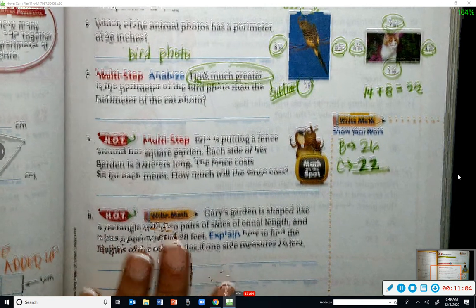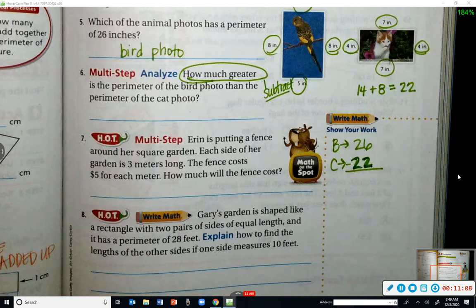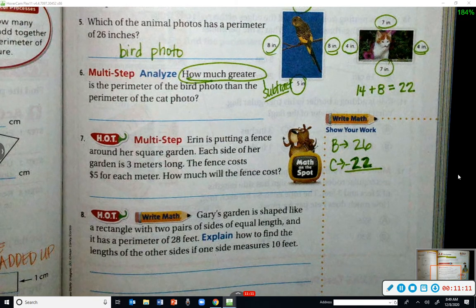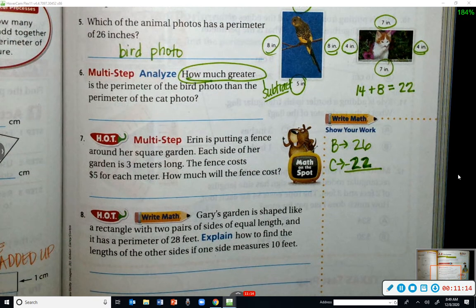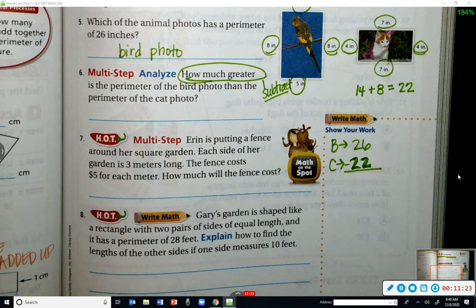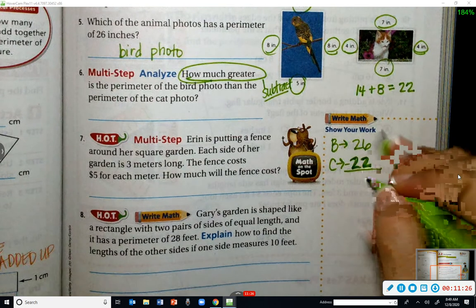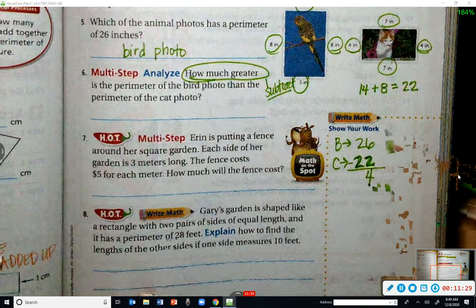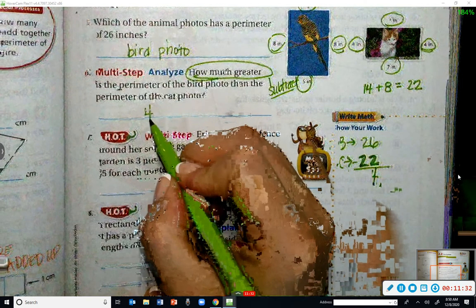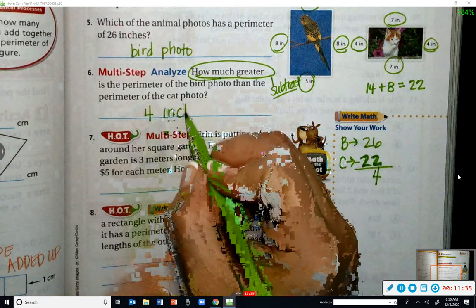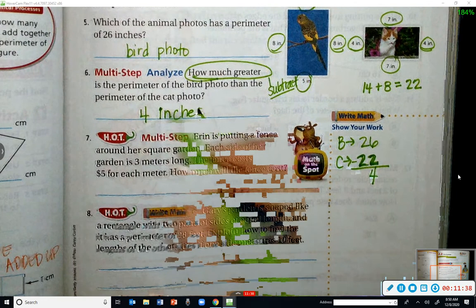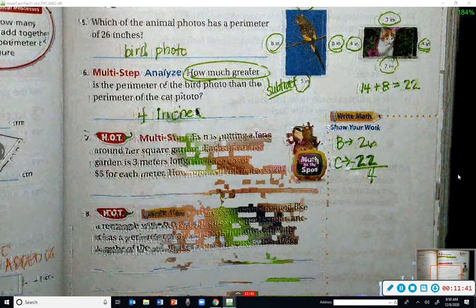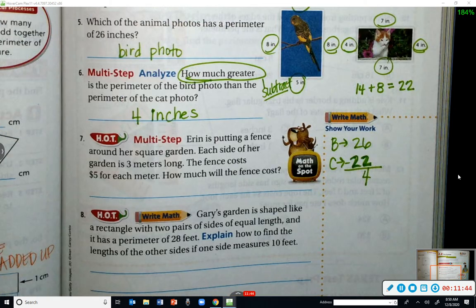26 minus 22, what would that be, Gregory? 26 minus 22. 6. It's going to be 4. Good. Okay, so the difference between the two photos would be 4 inches. Let me give everybody time to write that down.